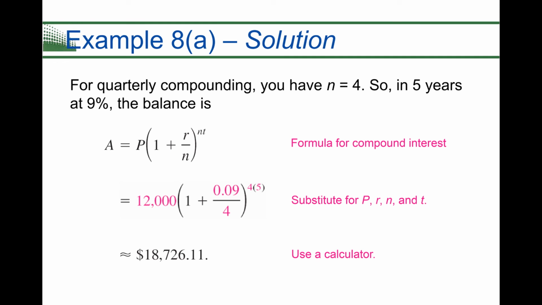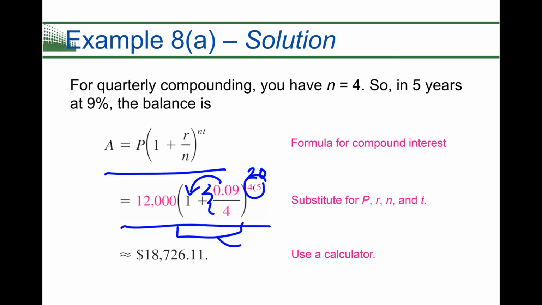So here it is. For quarterly compounding, we have n equal to 4. So in 5 years, the balance is, you can see we wrote our formula, we plugged it in, and then like I said, go ahead and multiply this together to give you 20. Go ahead and divide this number, 0.09 divided by 4, and then add that to 1. Raise that value to the 20th power, and then multiply by the 12,000 last. So if you use your calculator, you should get 18,726.11.